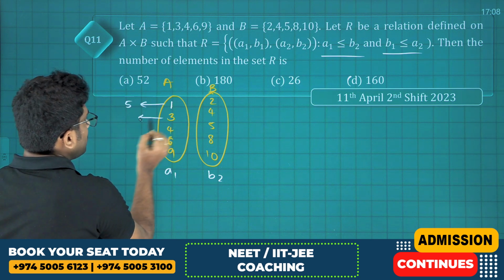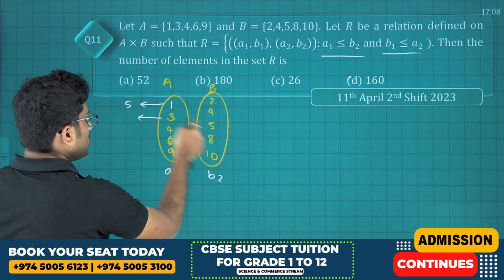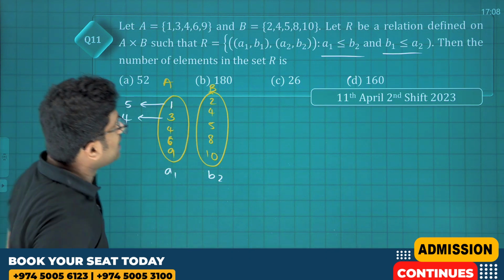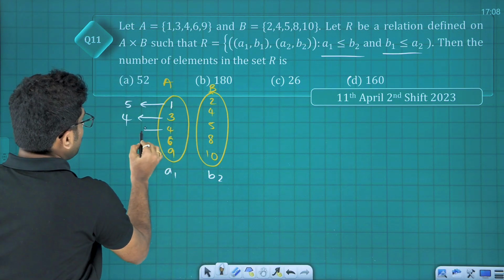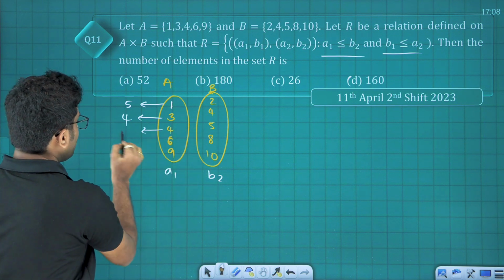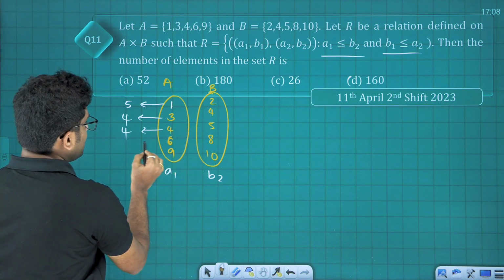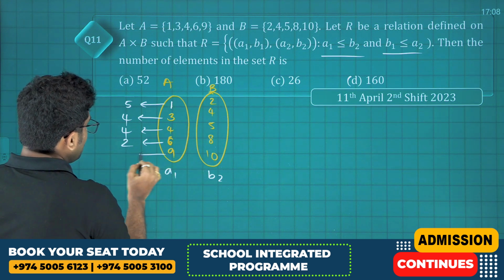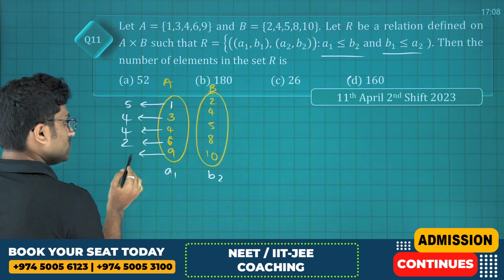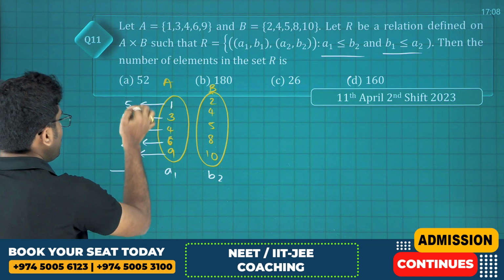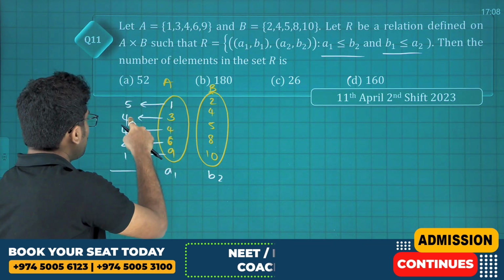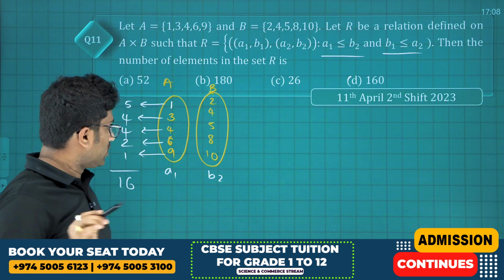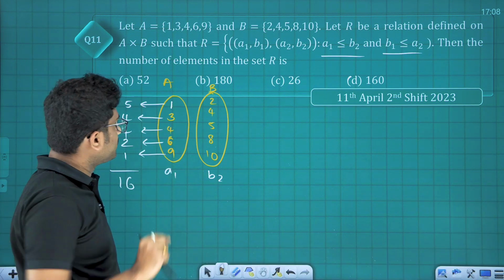With 3, less than or equal: 3 4, 3 5, 3 8, 3 10, 4 ordered pairs. With 4, less than or equal to, so 4 4, 4 5, 4 8, 4 10. Next with 6, less than or equal to 5, no, 6 8, 6 10, only 2. With 9, less than or equal to 10, only 1. So how many ordered pairs do we have now? 5 plus 4 is 9, 9 plus 4 is 13, plus 3 is 16. Okay, this is with respect to a1 b2.